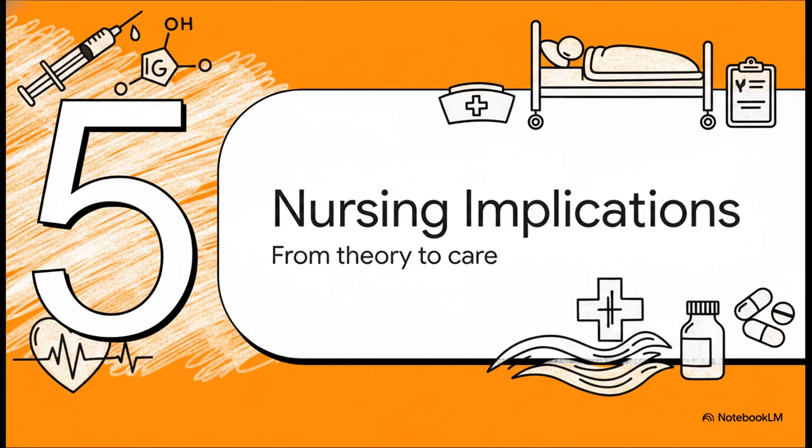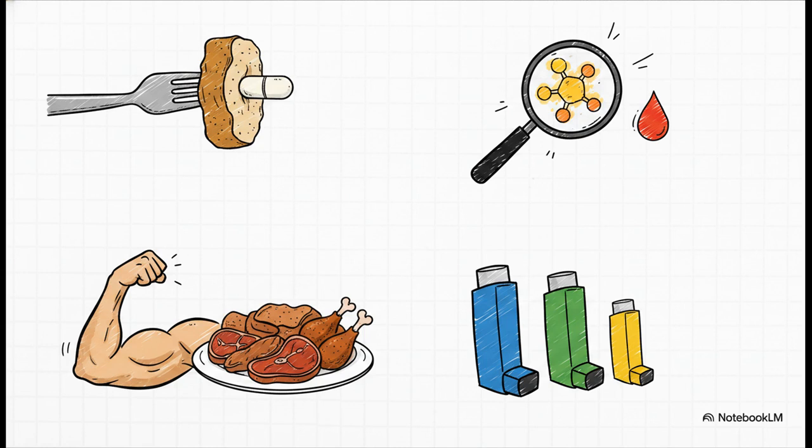Finally, we arrive at Section 5, crucial nursing implications. Let's bring all this pharmacology right back to the patient's bedside. Let's do a rapid-fire rundown of actionable implications based on the mechanics we've covered today. Alpha-glucosidase inhibitors. We know they block carb digestion, right? So they must be taken quite literally between bites of food. Giving them after a meal is completely useless.